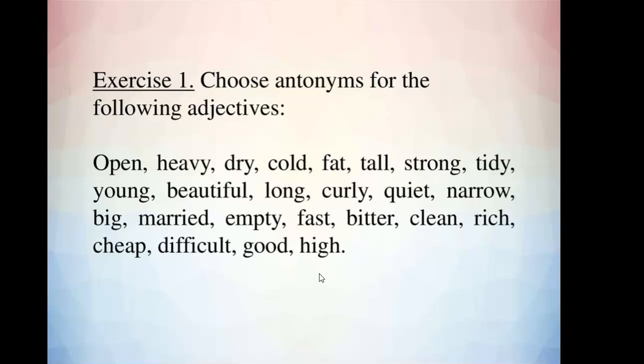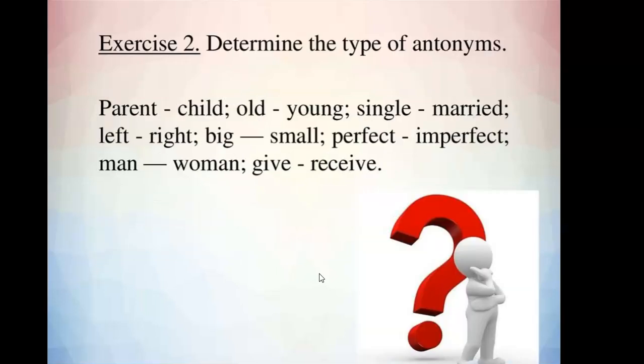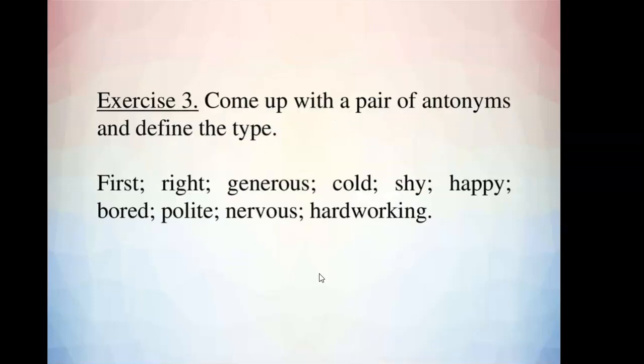Exercise 1. Choose antonyms for the following adjectives: open, heavy, dry, cold. Exercise 2. Determine the types of antonyms: parent, child; give, receive; big, small; perfect, imperfect; man, woman; old, young; single, married. Exercise 3. Come up with a pair of antonyms and define the type. And first, the words right, generous, cold, shy.